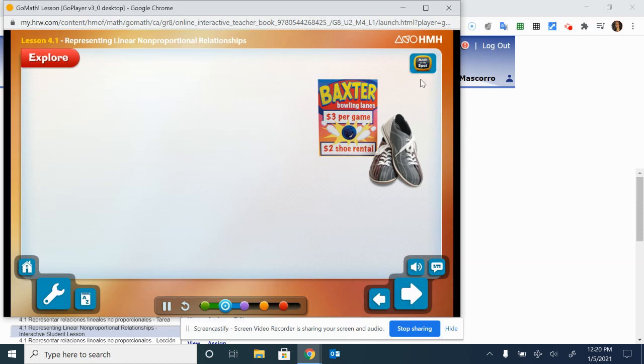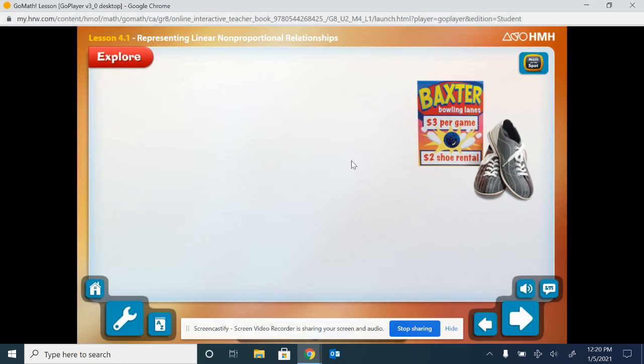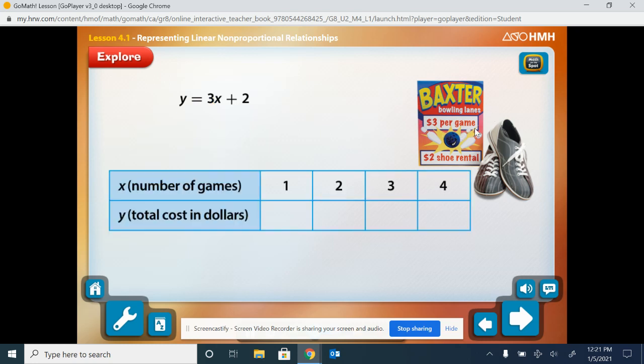You can use an equation to describe the relationship between two quantities in a real-world situation. The equation y equals 3x plus 2 gives the total charge for one person, y, renting a pair of shoes and bowling x number of games at Baxter Bowling Lanes. In the equation, 2 represents the price of the shoes, and 3 represents the price per game, or the rate per game. Make a table of values for this situation.